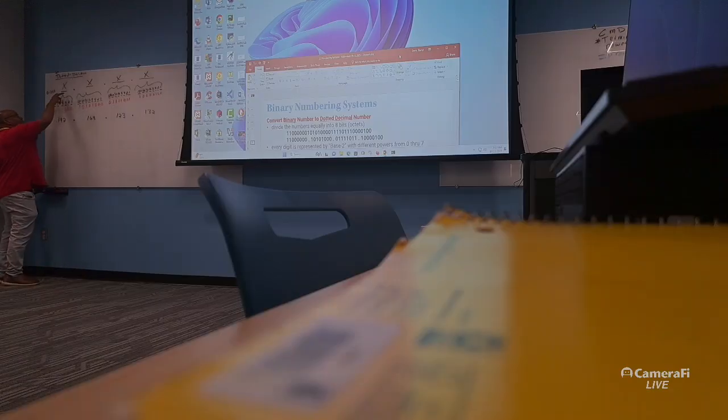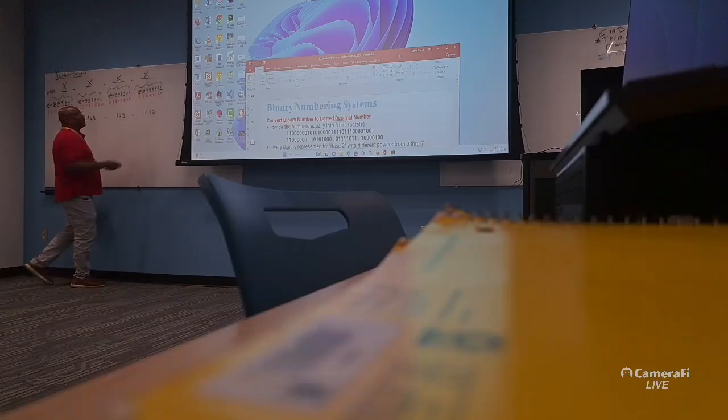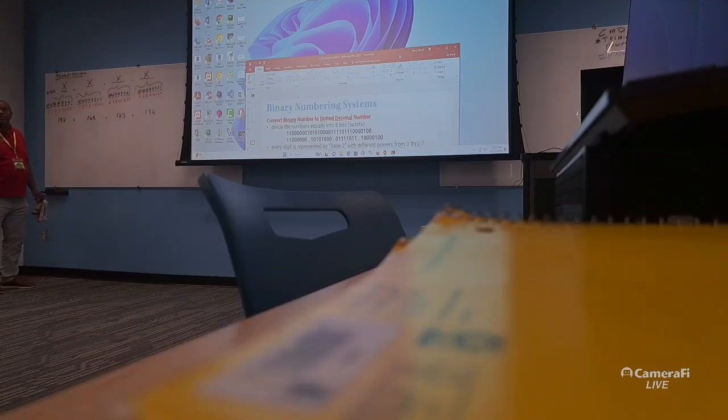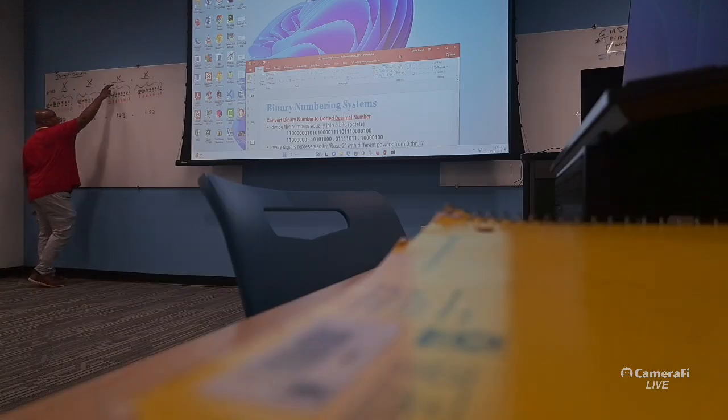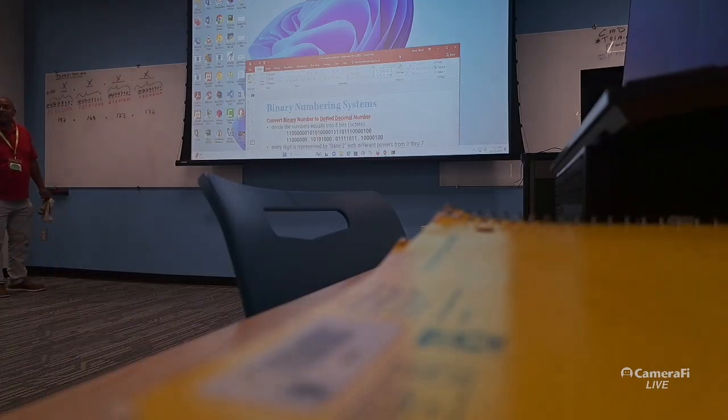The IP address is always broken down into 8 1s and 0s, 4 times, 32 bits. Each 8 is called an octet. Octet, octet, octet, octet. So IP version 4 is made up of 4 octets. And each octet is 8 places. 1, 2, 3, 4, 5, 6, 7, 8. This is what you have to know.